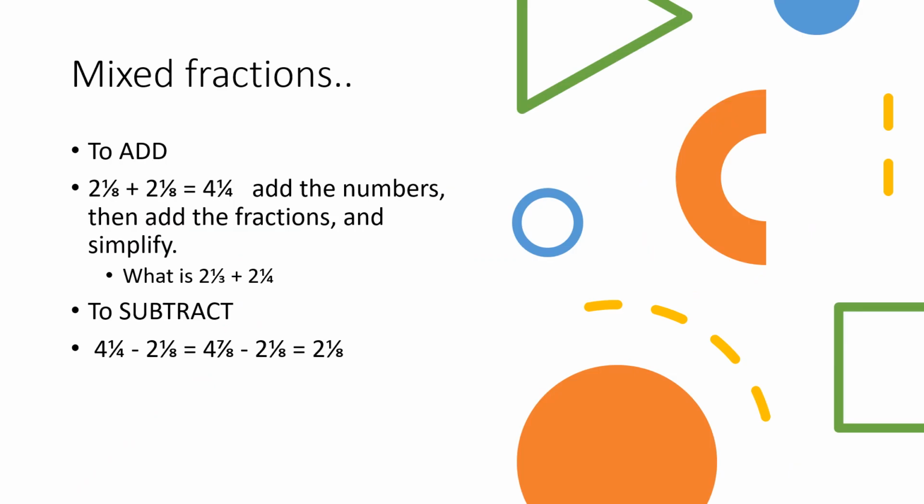Just a quick note as well, when you add or subtract mixed fractions, you can actually just add or subtract the whole numbers first. So like here, for example, we've got 2 and an 8th plus 2 and an 8th equals 4 1/4. I've done 2 plus 2 is 4, and then I've added the 8ths to get the quarter.